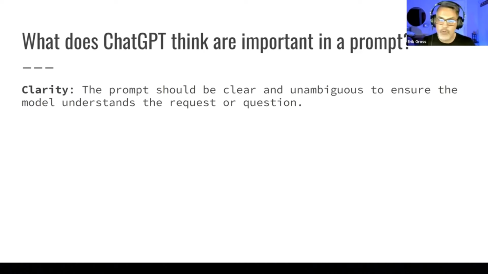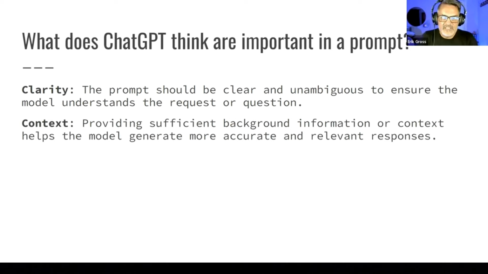First, the prompt must have clarity. It should be clear and unambiguous. You're trying to make sure that this model understands what your request is, understands what your question is. So you need to be very clear. You need to give it sufficient background information or context to make sure that its responses are accurate and relevant to the area you're working in.